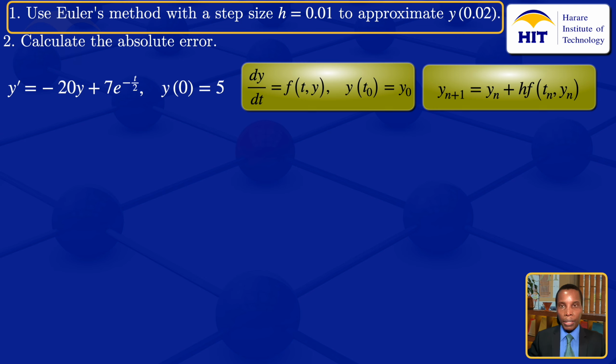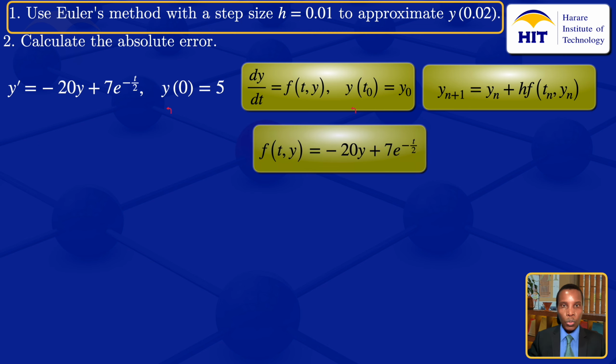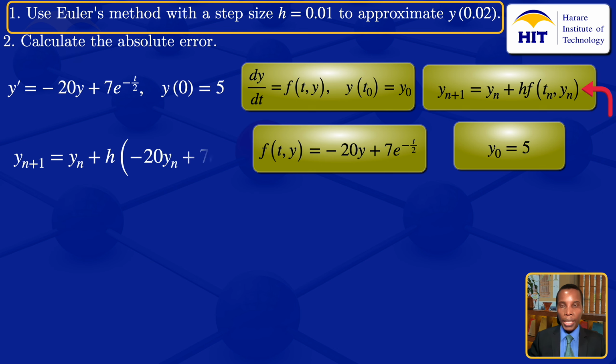Now, if we compare these two equations, we see that our f is equal to -20y + 7e^(-t/2), because we looked at what is on the right hand side of the derivative. And our initial condition is y0 = 5, that is the value of y when t = 0. So when we substitute this f into the formula, we have y_{n+1} = y_n + h(-20y_n + 7e^(-t_n/2)).